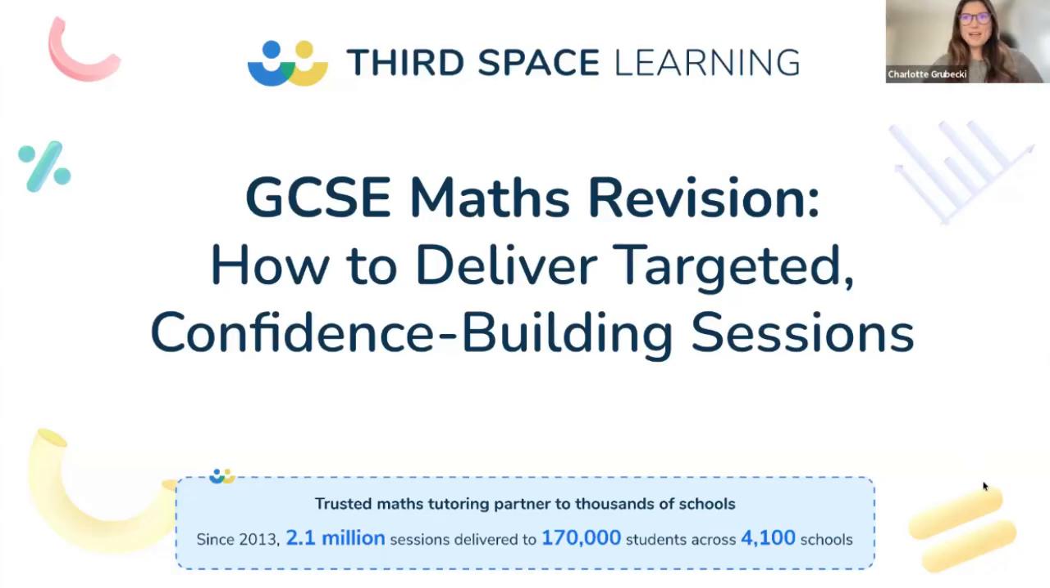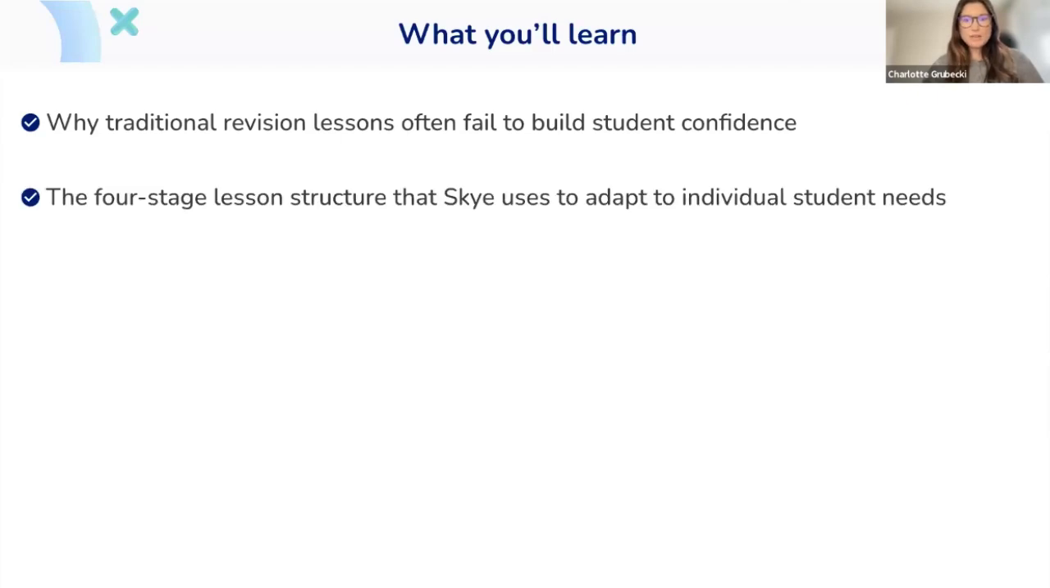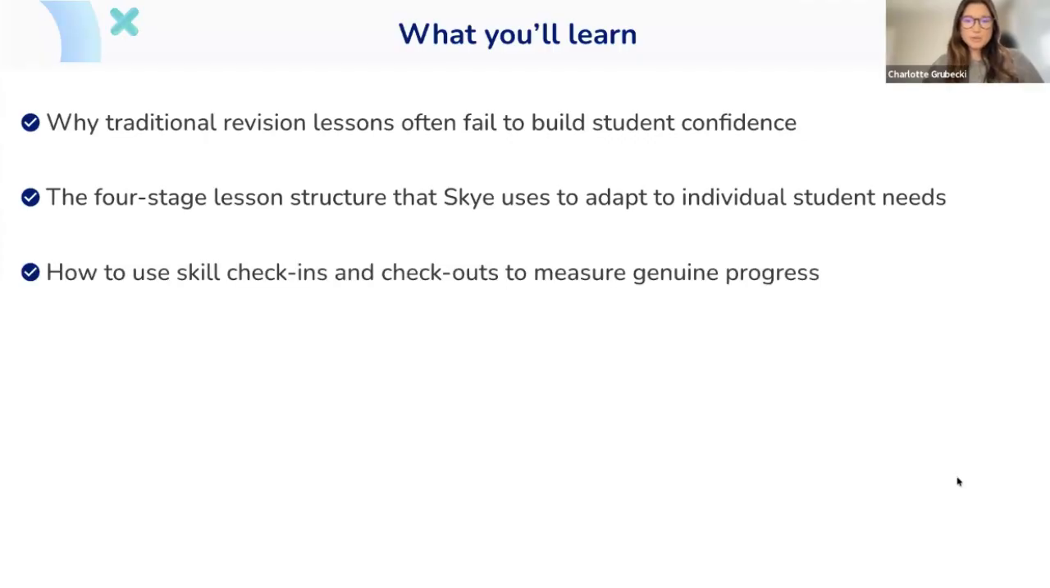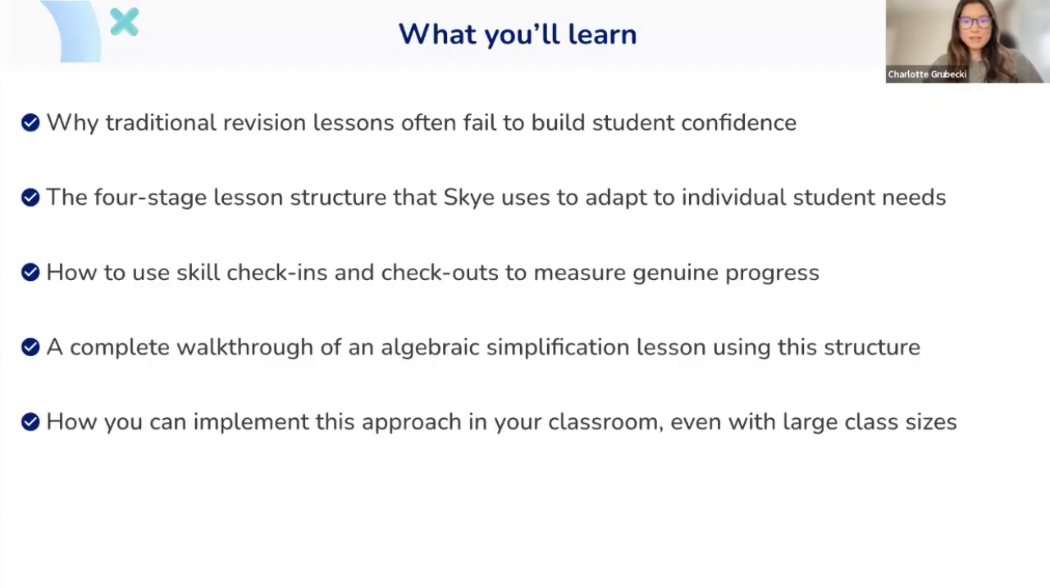Right. In the next 30 minutes, we are going to cover why traditional revision lessons often fail to build student confidence, the 4-stage revision lesson structure that adapts to individual student needs, and how to use skill check-ins and checkouts to measure genuine progress. We'll go through a complete walkthrough of an algebraic simplification lesson using this structure, and we'll discuss how you can implement this approach in your classrooms, even with large class sizes.